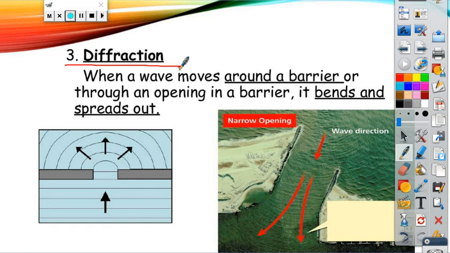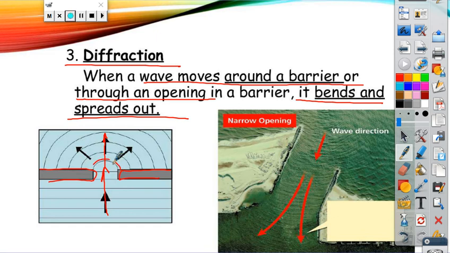The third one is diffraction. Diffraction is when something goes in, hits a barrier on either side, and then it slows it down and causes this spreading out motion here. So diffraction is when a wave moves around a barrier or through an opening, and it bends and spreads out. So this is like two jetties at the beach. You can see it right here, where the waves are going in at a straight angle, but these continue to go at the same speed, but the ones around the outside edge start slowing down, which causes this spreading action.